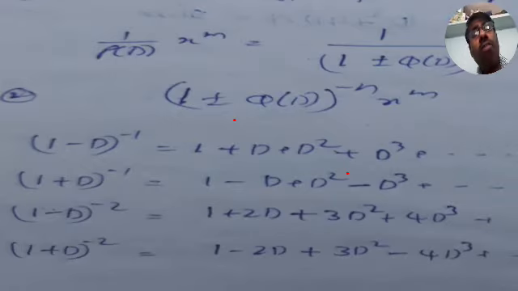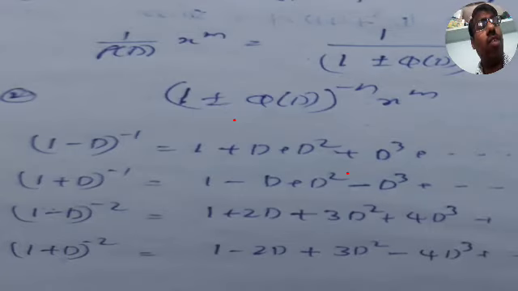So in the fourth formula, (1 plus D) power of minus 2, that is first plus, next minus. So alternatively you get plus, minus, plus, minus, plus, minus, that is 1 minus 2D plus 3D square minus 4D cube and so on. So these are the four formulas.